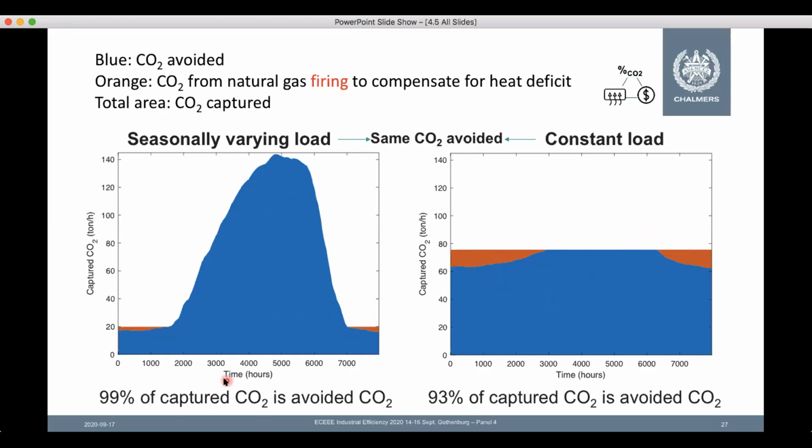So here we can see that 99% of the captured CO2 is also avoided CO2. Here it's only 93% of the captured CO2 that is also avoided CO2, because we have additional emissions. We have larger emissions here from natural gas consumption than here in the left case.